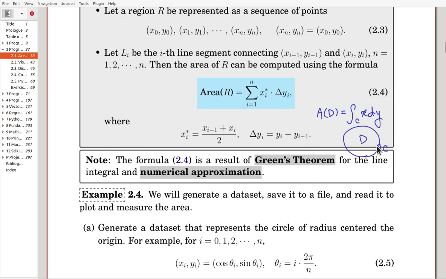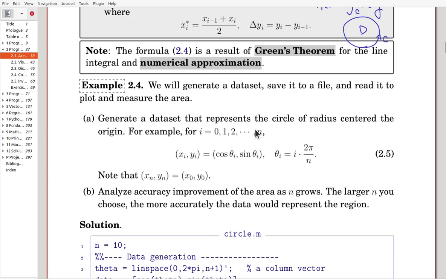And once the boundary is locally line segments, piecewise line segments, then this formula is an exact formula. There's no error involved. But usually the boundary is not locally linear, then you may choose very dense points along the boundary, and you may try to approximate the boundary with locally linear segments.